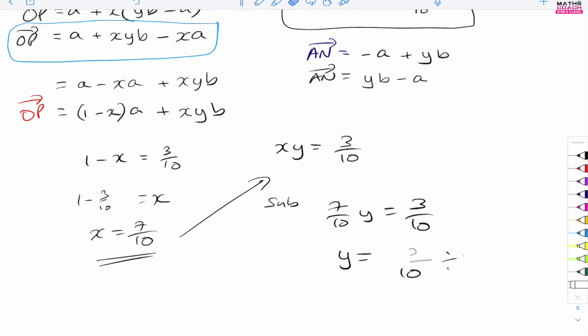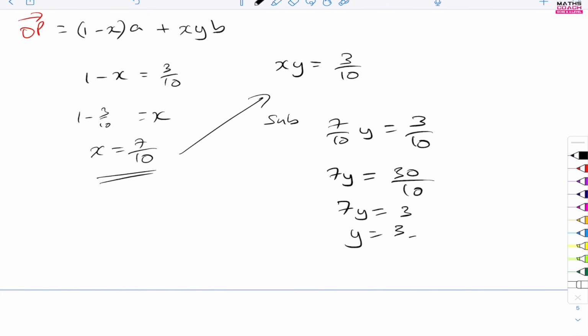In fact, let's do it in steps. Let's not try to be a hero and make a mistake. So 7y would be left, and then 30 over 10. So I've just multiplied by the 10 over here. And now I've got 30 over 10, which is 3. So 7y is equal to 3. And then y would be now equal to 3 over 7. So I've got x is equal to 7 over 10, y is equal to 3 over 7.